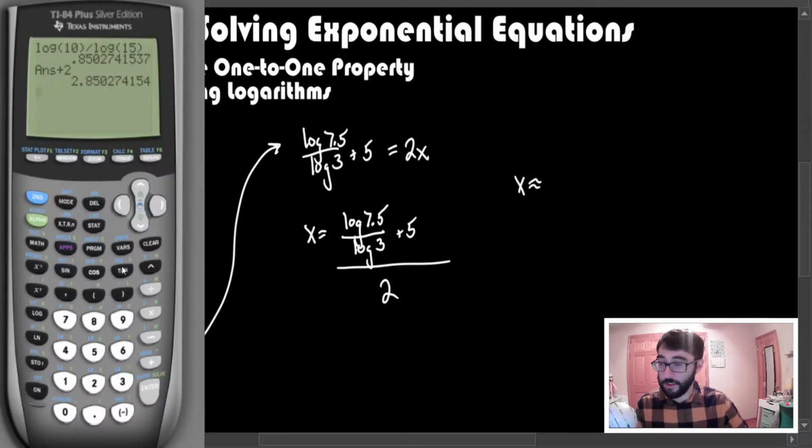Okay, so let's plug this in piece by piece. So I'm going to go ahead and do log of 7.5 divided by log of 3. There we go. I had to add 5 to that, so I'm going to add 5 to that. Then I had to divide by 2, so I'm going to divide by 2. And there we go, 3.417. Let me go ahead and write that down.